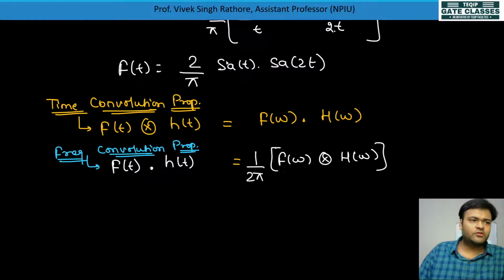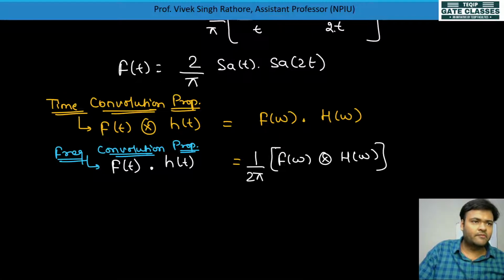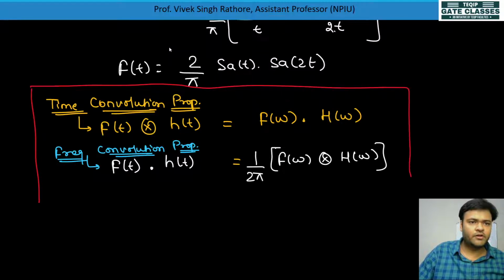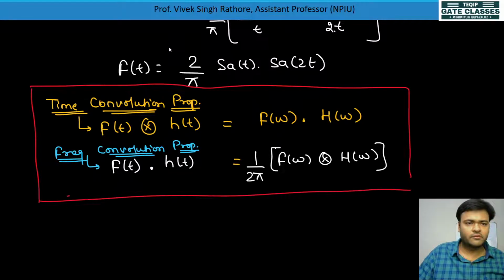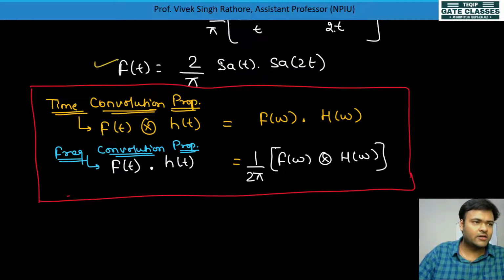In the time convolution property, f of t convolved with h of t gives multiplication in the frequency domain. And when we convolve any signals in the frequency domain, we get multiplication in the time domain. Simple, only remember that in the omega portion 1 by 2 pi is there. So I'll mark this property with red. This property needs to be remembered, because it will be helpful for us. Now you have been asked f of t.